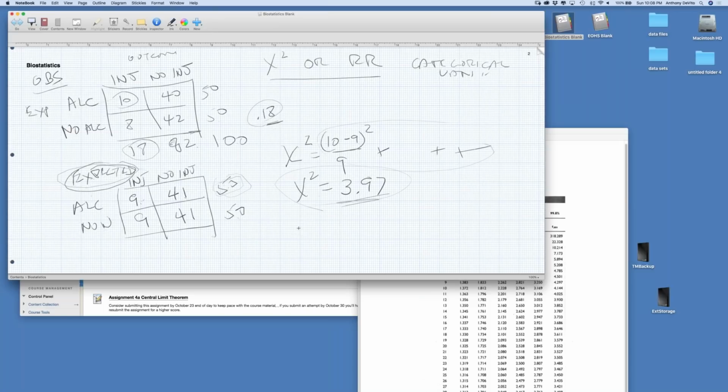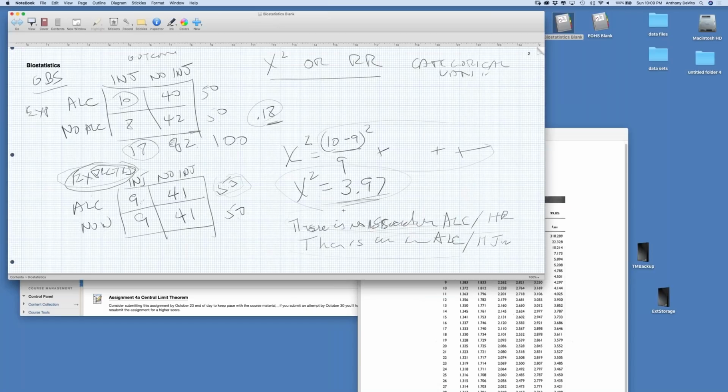So what's our null and alternative hypothesis here? The null hypothesis is going to be that there is no association between alcohol consumption and head injury. And our alternative hypothesis is that there is an association. In other words, under the null the risk for head injury is the same, and under the alternative the risk for head injury is different. In other words, there is no association, versus there is an association between alcohol consumption and head injury.